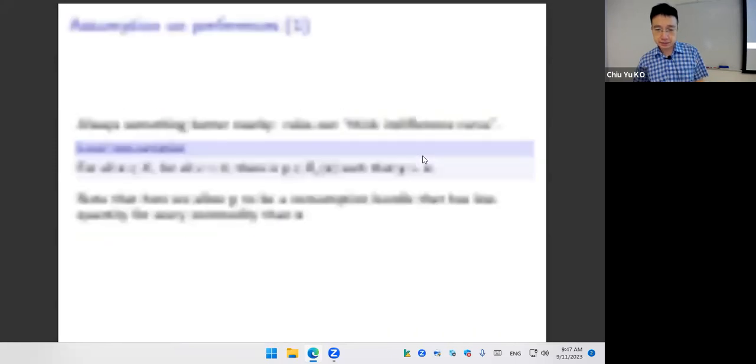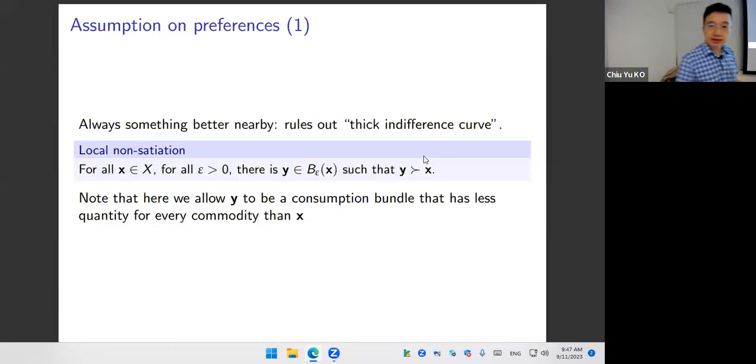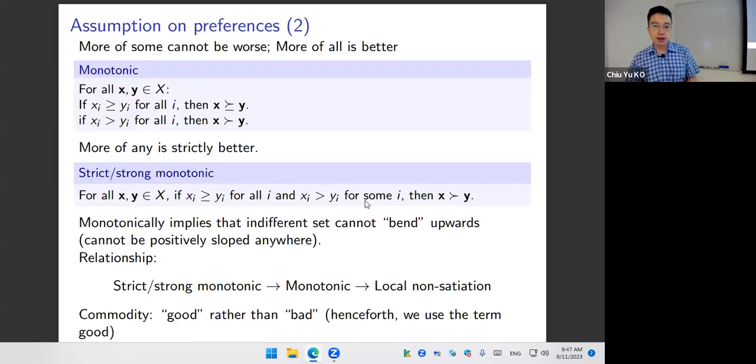And the next is some assumptions on the preference. I just try to be quick because I don't want to go into detail one by one. In particular, we will be using it in the proof. It's talking about strong monotonicity. It's just like the more the better, not going into details. And that also implies your utility function is increasing in the northeast direction.